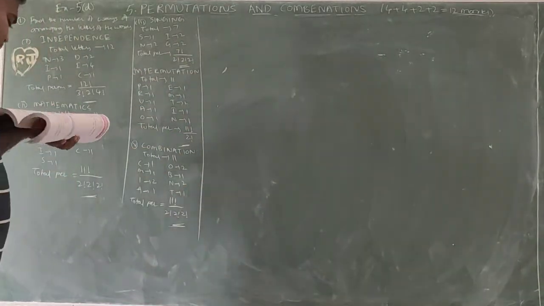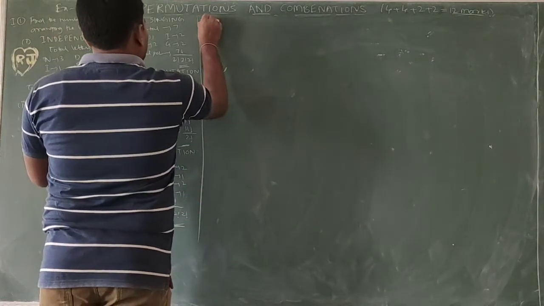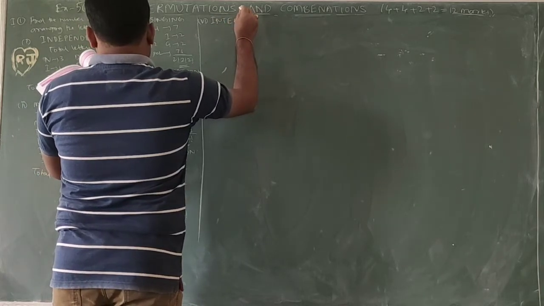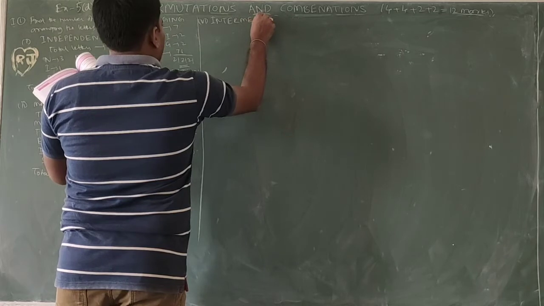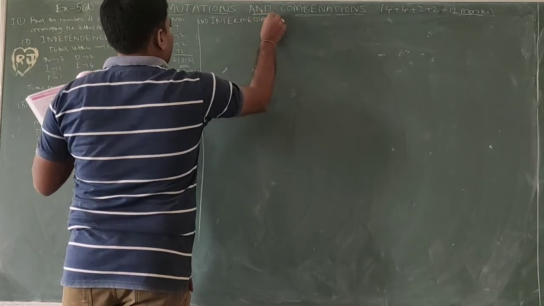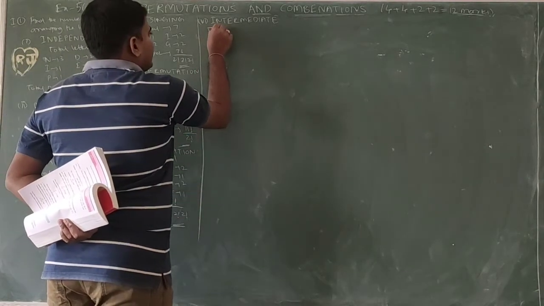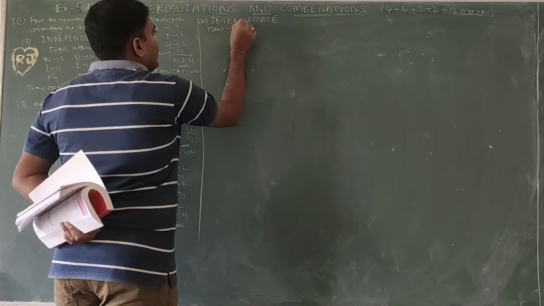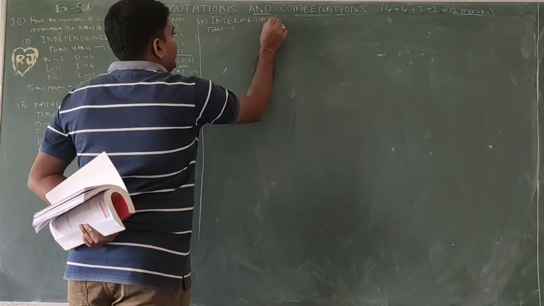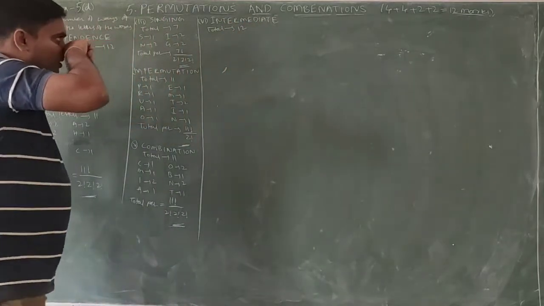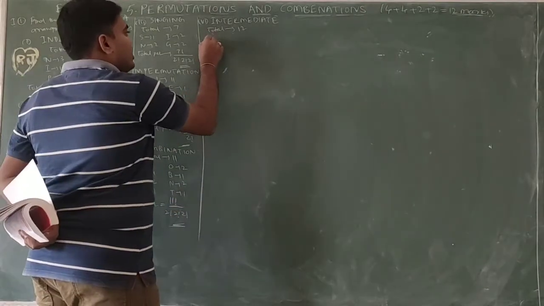Okay, and next, sixth one, intermediate. I N T E R M E D I A T E, intermediate. Okay, so total letters: 1, 2, 3, 4, 5, 6, 7, 8, 9, 10, 11, 12. So total 12 letters. Now I want to take all the possible repetitions.